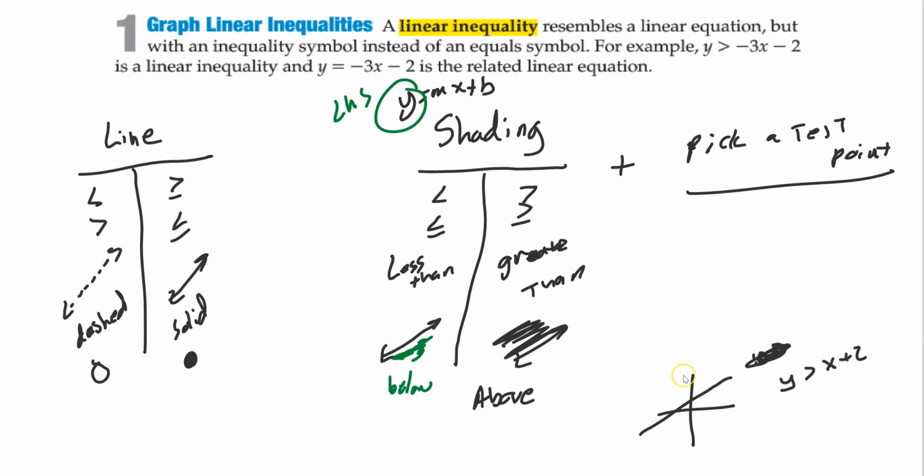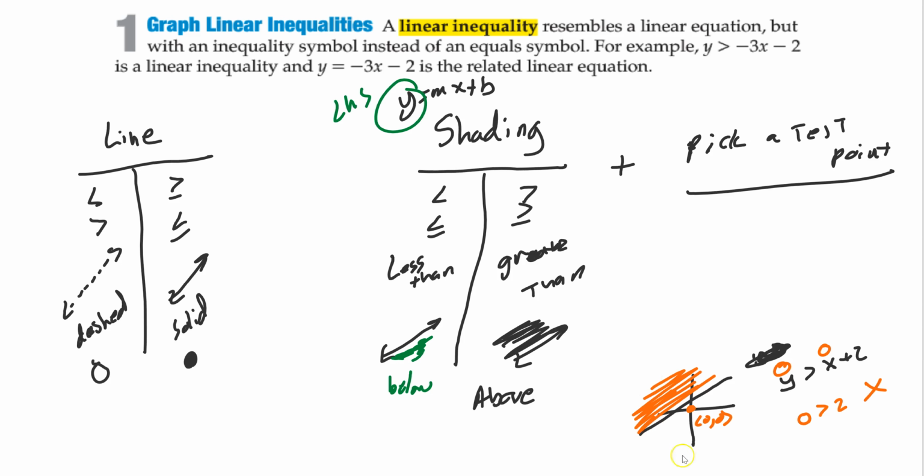Now I wonder if I want to shade above or below this. The way that always works is a little more work, but it always works. So you pick a test point, like, let's say, 0, 0, which is probably the easiest. Now it can't be on the line. If 0, 0 is on the line, I can't use it. And you plug it in. Simplify, I get 0 is greater than 2. That does not make sense. That's false. So I'm not going to shade this; I'm going to shade the opposite. If it was true, I'd shade it.